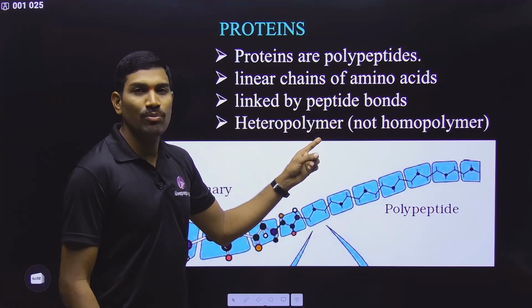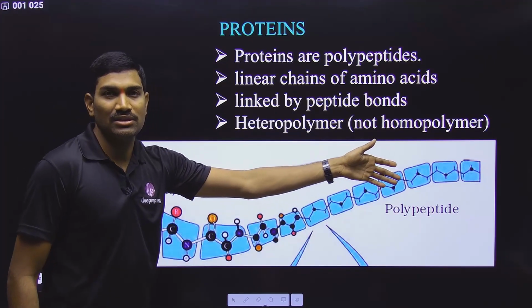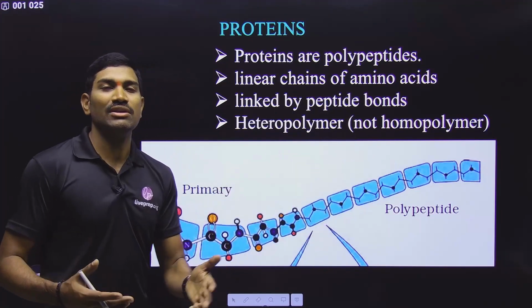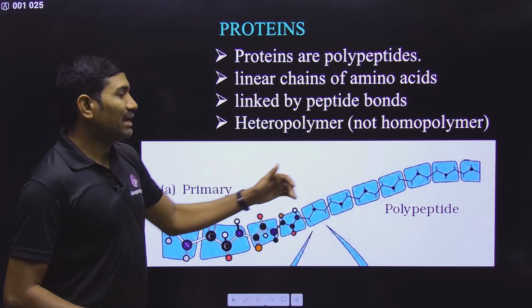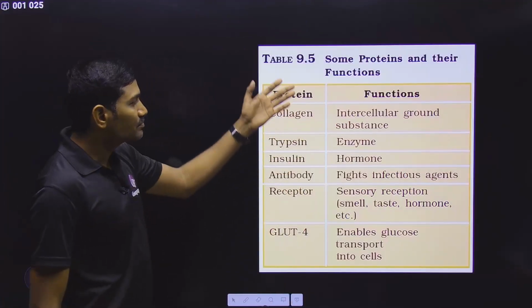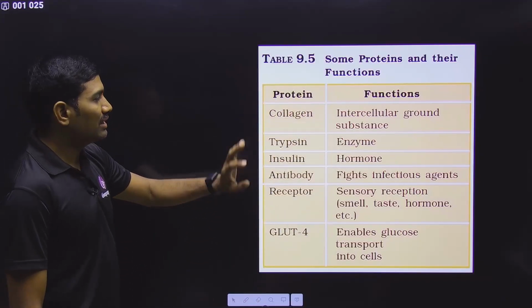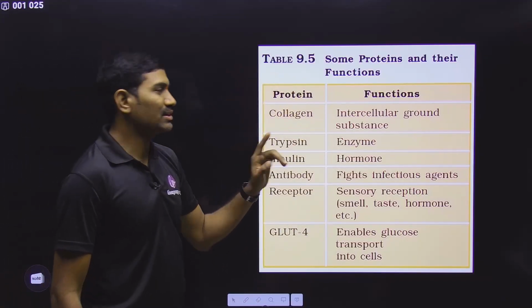What is the meaning of heteropolymer? Hetero means different. So different amino acids are present. It is made up of different units. Different units means different amino acids are present. So that's why proteins are heteropolymers. And here in the NCERT, they have given one particular table. Here they have given some names of proteins and their functions.